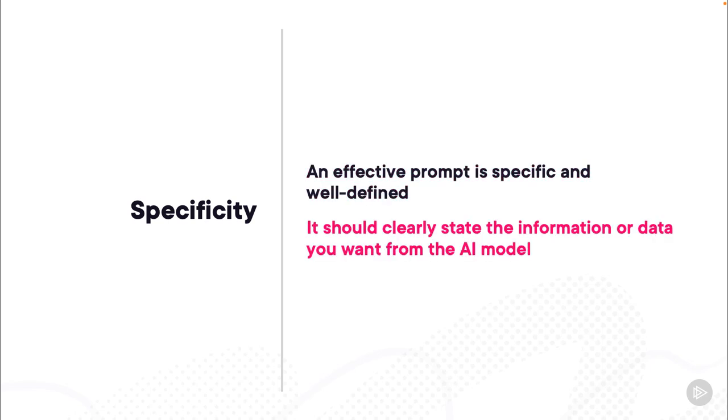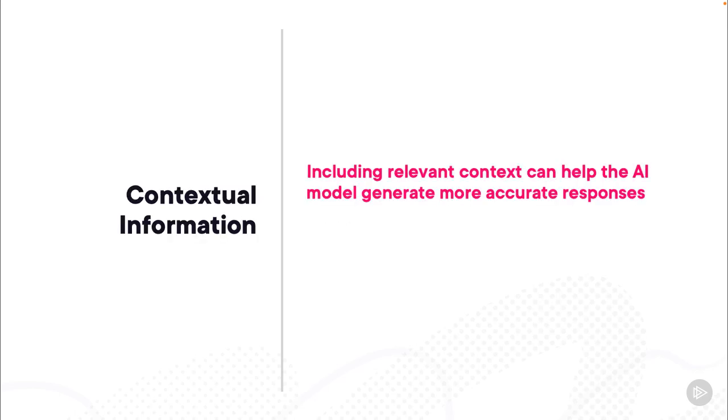years. Then, specificity. An effective prompt is specific and well designed. It should clearly state the information or data that you want from the AI model. For example, list the top 5 countries with the highest investment in R&D in the field of AI in the last 5 years. Additionally, including relevant context can help the AI model generate more accurate responses.